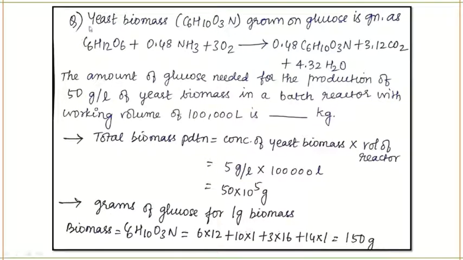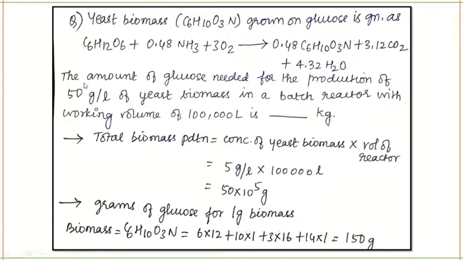The first question is: yeast biomass, given as C6H10O3N, grown on glucose, is given by this equation. Glucose plus 0.48 ammonia plus 3 oxygen gives you 0.48 biomass, this is the biomass, plus 3.12 carbon dioxide plus 4.32 water.